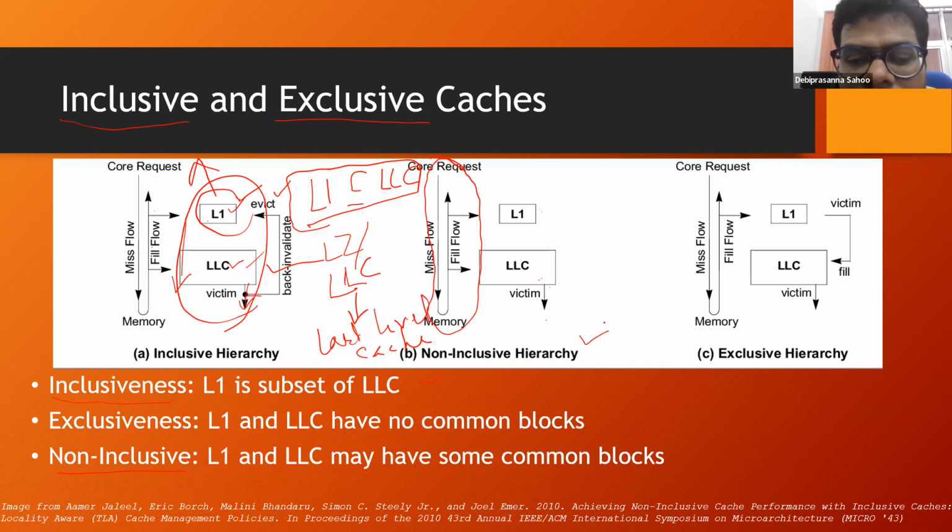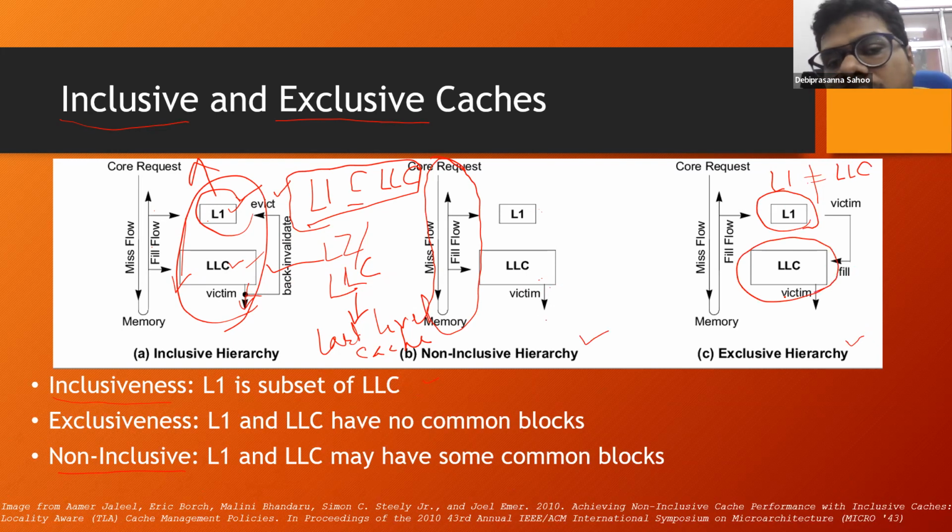Then the third kind of hierarchy which is used is called exclusive cache hierarchy, which means that the content of L1 is completely different from the content of LLC. So the data present in L1 is completely different from the data present in LLC. There cannot be any shared line. There can be no lines which will be present both in L1 cache and the LLC cache.